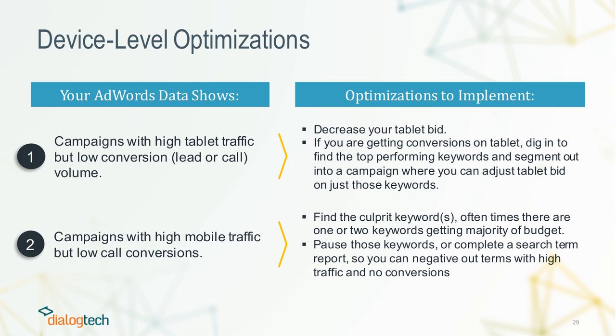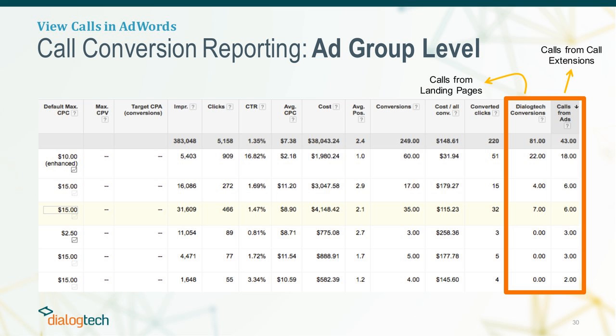So my recommendation is to either pause them. If you don't want to pause those, choose just the few select keywords and run a search term report. Google will show you what keywords are getting a lot of traffic on mobile so that you can either negative them out or just go ahead and pause them, because you don't want to be driving up a lot of clicks if nothing is converting. So that's really where it's important to look at every conversion type at the device level. All right, so ad group level reporting.